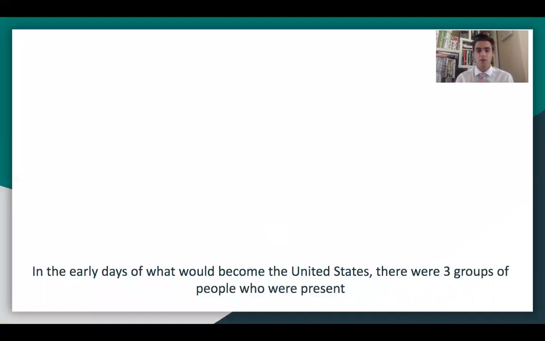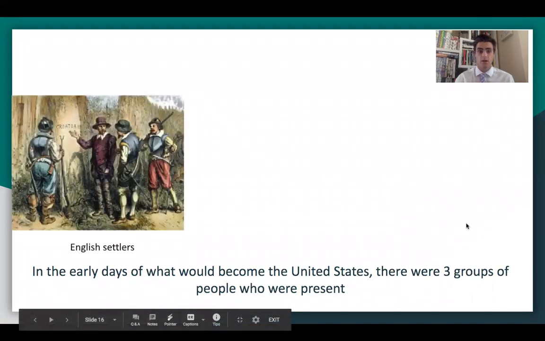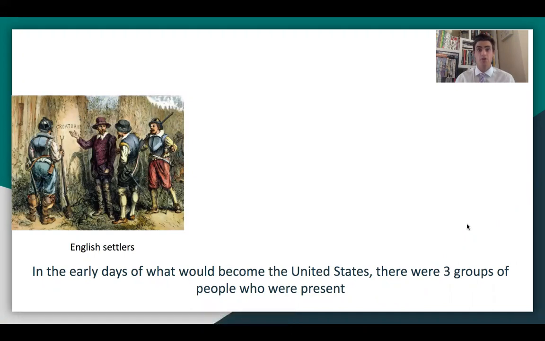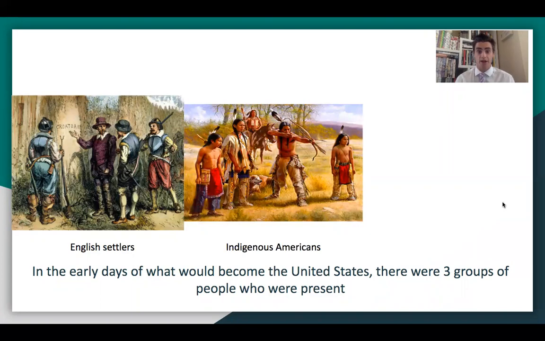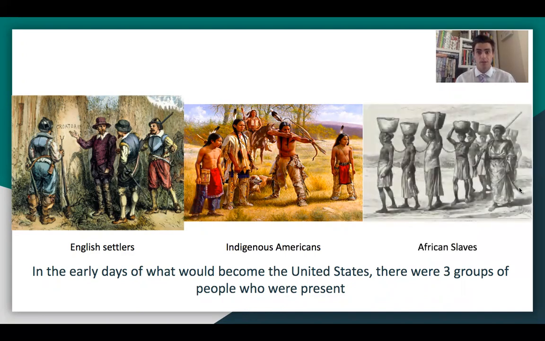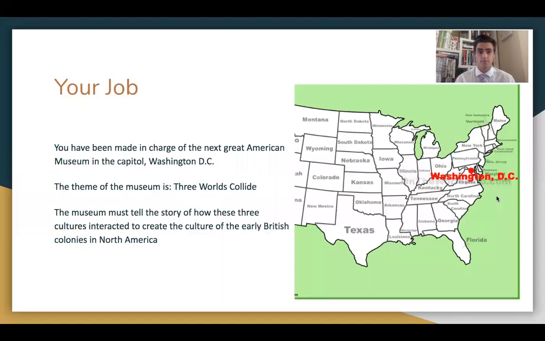In the early days of what became the United States, there were 3 groups of people who were present. The first were the English settlers. They were the Europeans who came to North America to start colonies. There were the indigenous Americans, or the Native Americans. These were the people who lived in North America before the Europeans got there. But there was a third group of people present as well, a group of African slaves, people who were stolen from their homes in Africa and brought to the Americas to work really terrible jobs in really terrible conditions, all against their will. They did not even have ownership of their own selves.